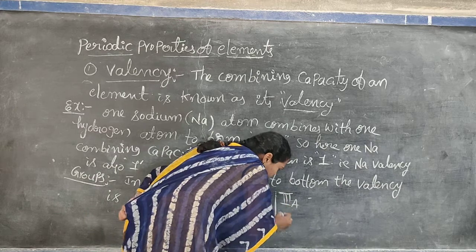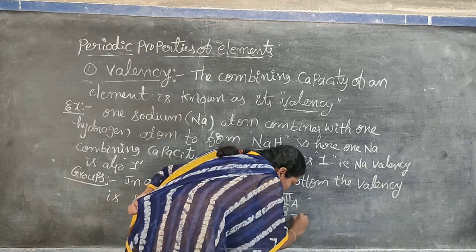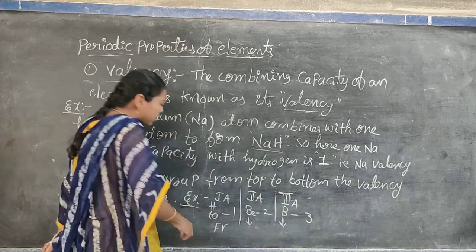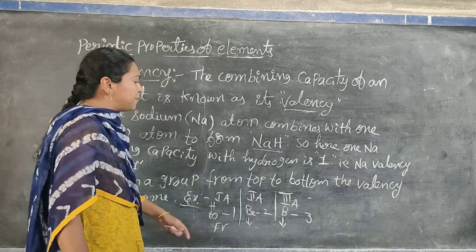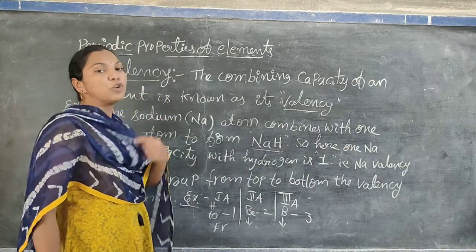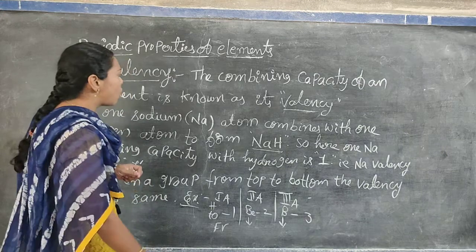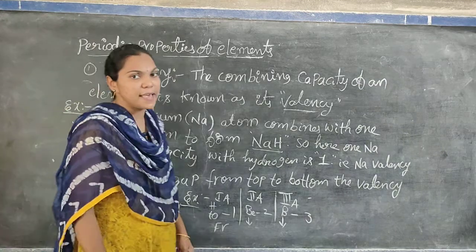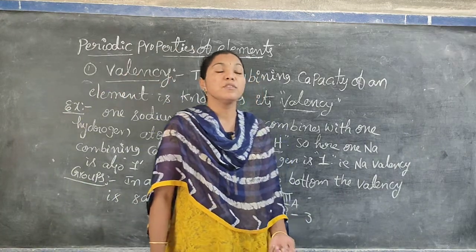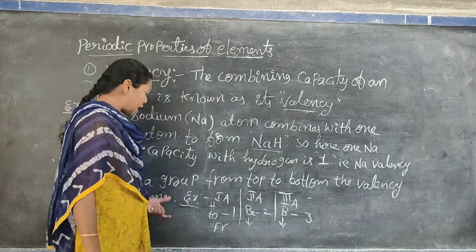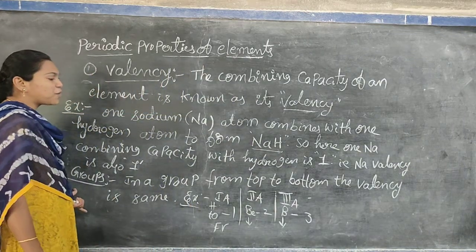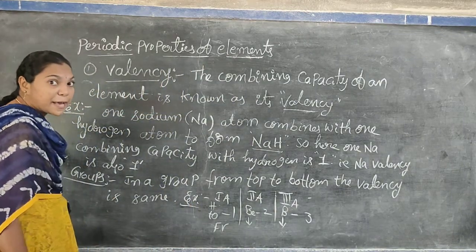Third A group, which elements? From boron to the last element, the valency is also 3. So from top to bottom, the valency remains the same in a group. So the valency of the grouped elements is the same from top to bottom.